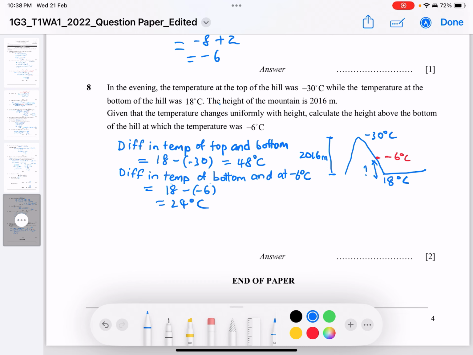Now the difference of 48 degrees, this temperature actually represents the 2016 meters. Therefore, at the negative 6 degrees, which is 24 degrees difference, it represents 1008 meters, halfway. Right, so the distance at negative 6 degrees is 1008 meters from the bottom.